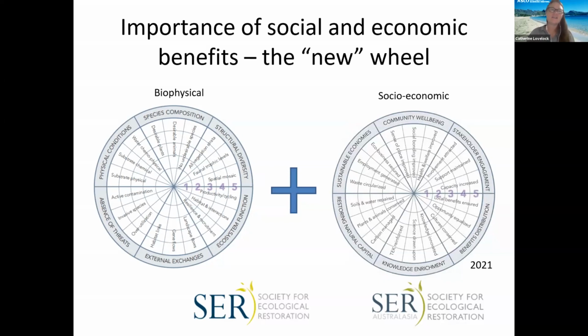And you'll note that it has things like physical conditions, species composition, structural diversity, ecosystem function, and external exchanges like gene flow, and then the absence of threats. But just this week in the SER conference that's happening this week, so this association is meeting at the same time as ASLO, and they have added a wheel, and it's a socioeconomic one. So it's about sustainable economies and whether community well-being is achieved, whether there's been stakeholder engagement, and the equitable distribution of benefits from the project. They're about knowledge enrichment and restoring natural capital. So you can see that this is an explicit recognition of the importance of socioeconomic factors for restoration.